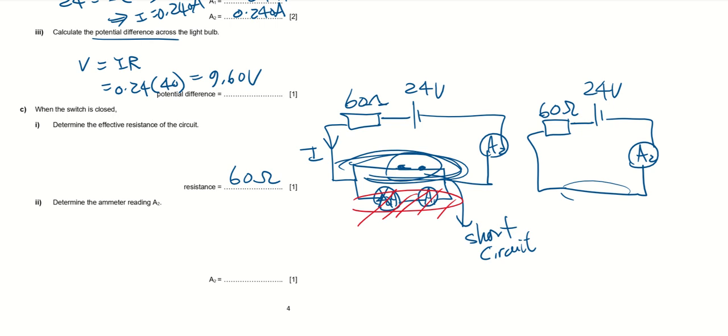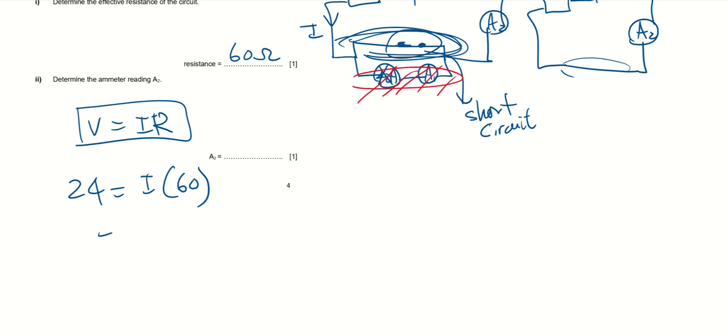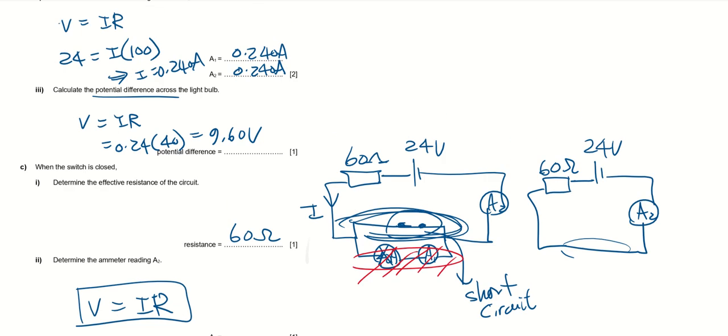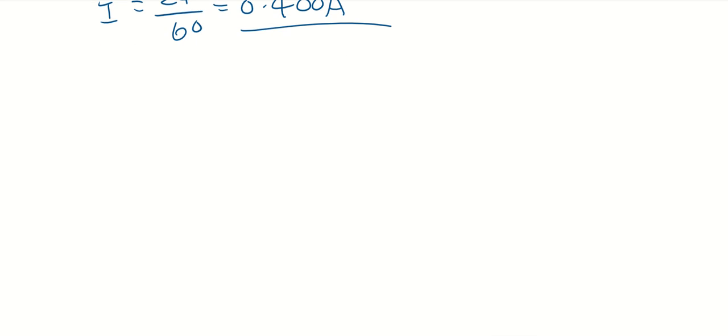Then they want us to determine the ammeter reading A2. So again, we use V equals IR. So please, for your formula V equals IR, make sure that you memorize it as V equals IR, and learn how to apply. So my current, because my effective resistance is now 60, my current is 24 over 60, so equals 0.400 ampere. You find that this current is actually higher than before, because now we have lesser resistance.